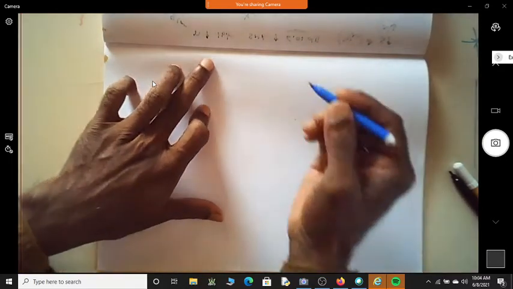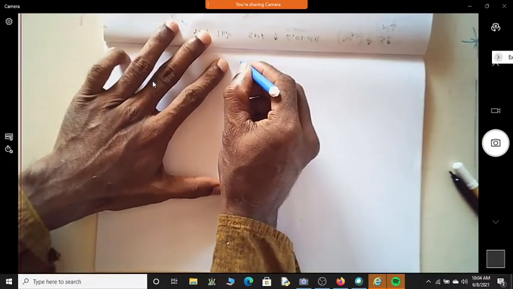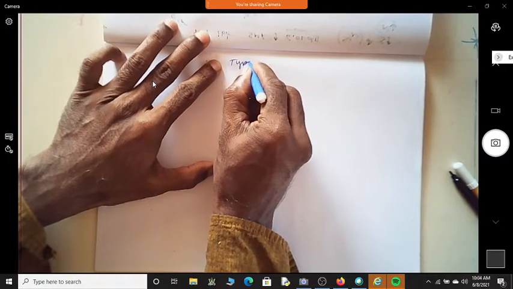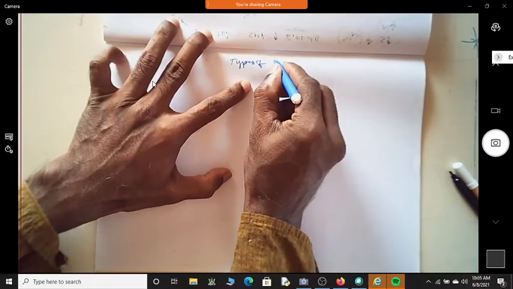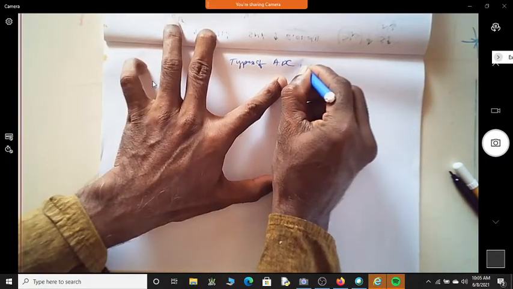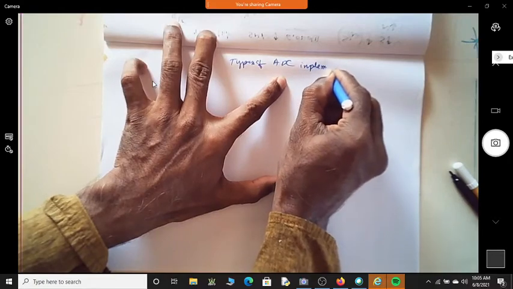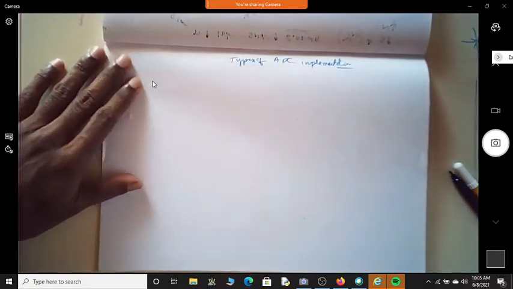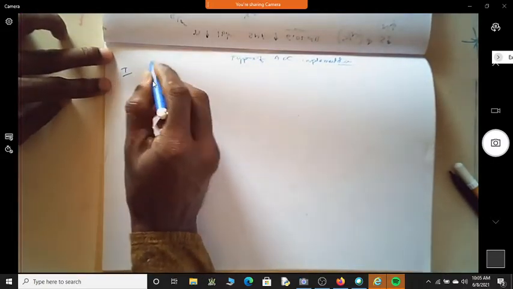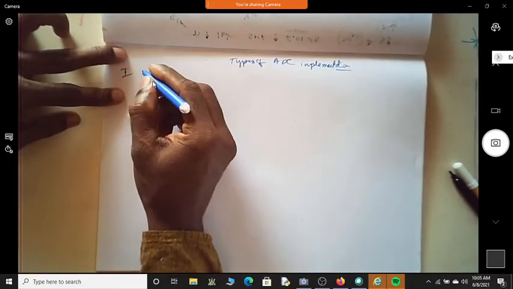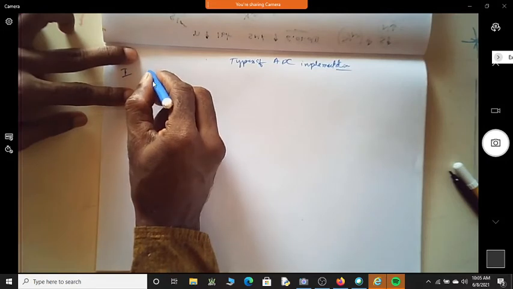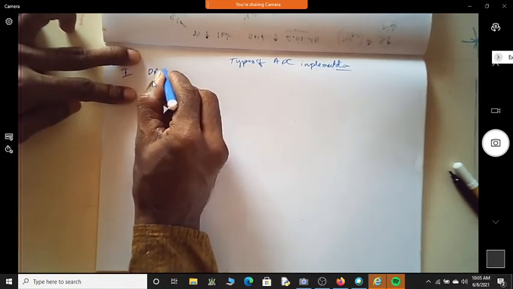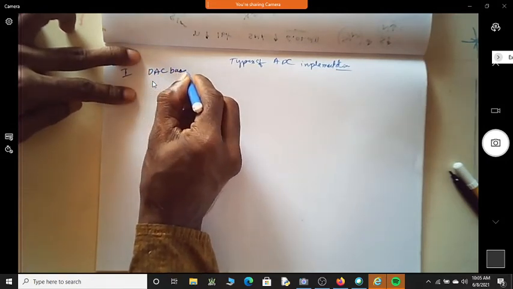ADC circuit. So now we see types of ADC. Implementation. In this, the first category or the first implementation of ADC is a DAC-based ADC.